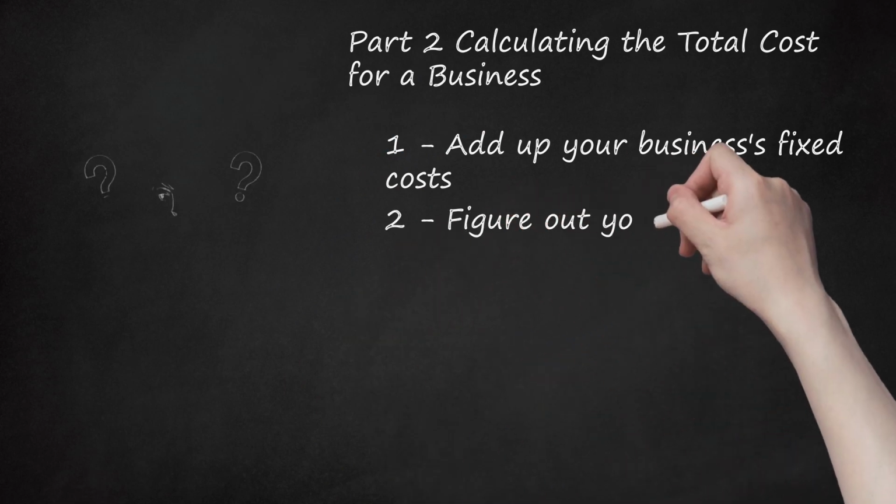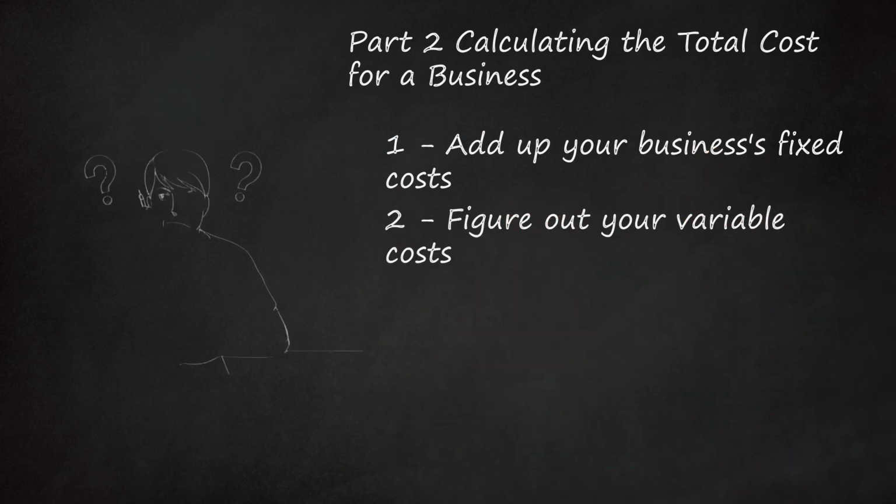2. Figure out your variable costs. In business, variable costs are a little different than they are for personal budgets. A business's variable costs are the expenses that are directly affected by the amount of goods or services produced. In other words, the more a business creates, in terms of products produced, services rendered, and so on, the greater its variable costs will be.